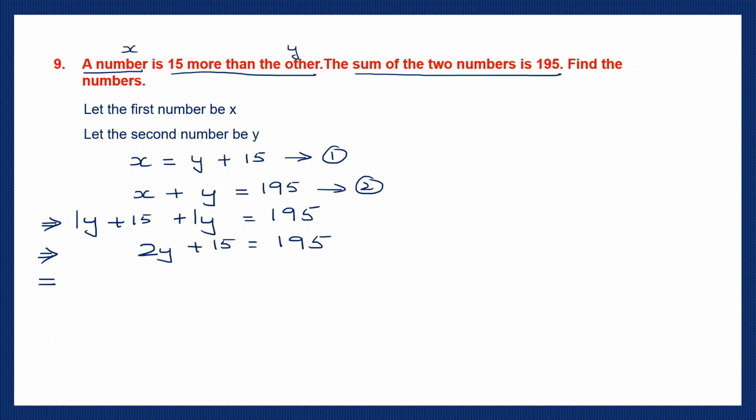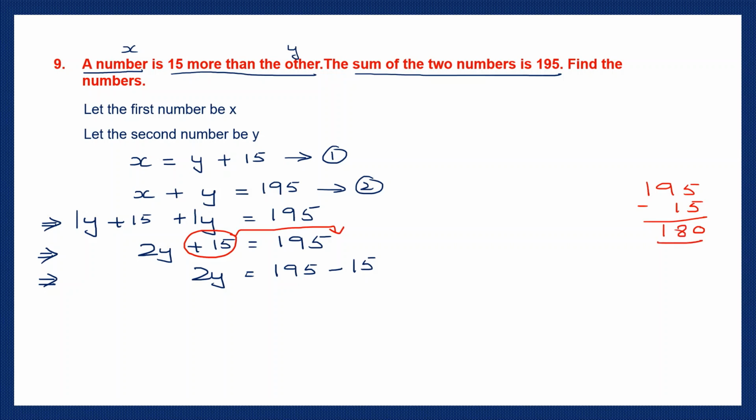So we can find the value of 2y first. That will be 195 minus 15. Minus 15 because we have transposed this plus 15 to the right hand side. It's become minus 15. So 195 minus 15. Let's subtract and see. 0, 9 minus 1 is 8, 180. So 2y is equal to 180.